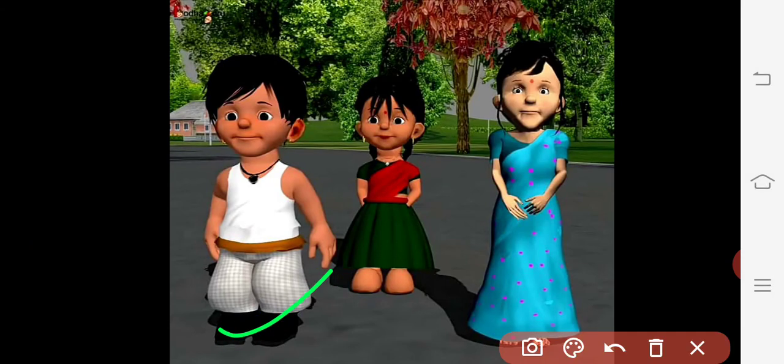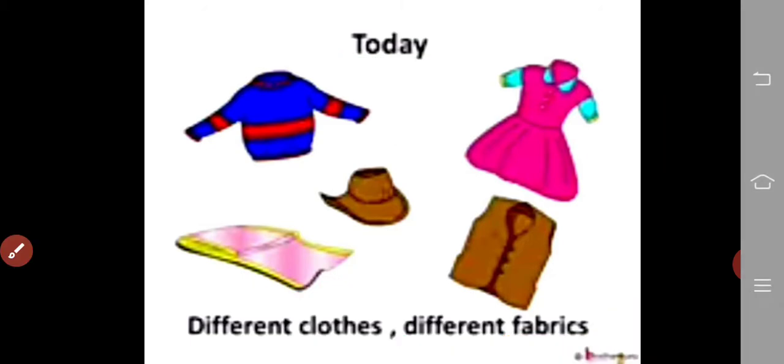This person wore that, this girl also, this sari also. So all this is nothing but the dress or clothes that we use today. We use different clothes of different fabrics. They are not made from only one fabric; we use different fabrics to make these cloths. Here, this is woolen, this is the cap, this is also a jacket, this is a frock, and this is mat type. So there are different cloths made from different fabrics.